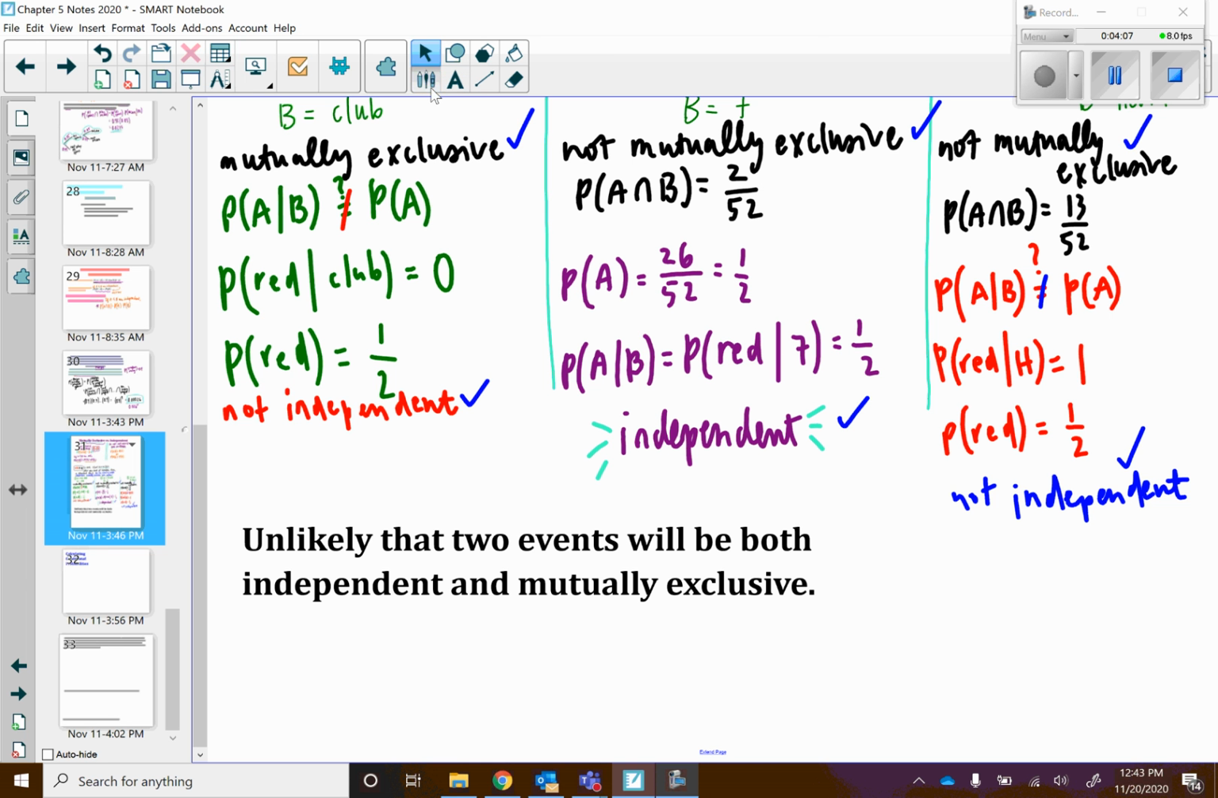If you want me to do a proof of this statement, let me know. That would be maybe more of an individual thing, but I'm not going to do it for the whole class because it's not super, super important.